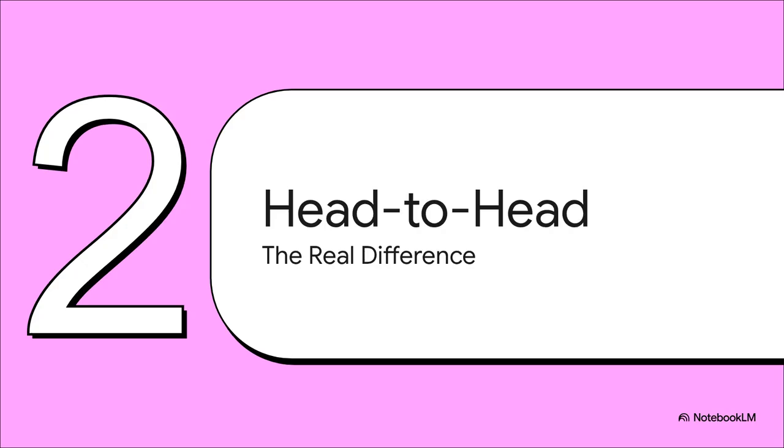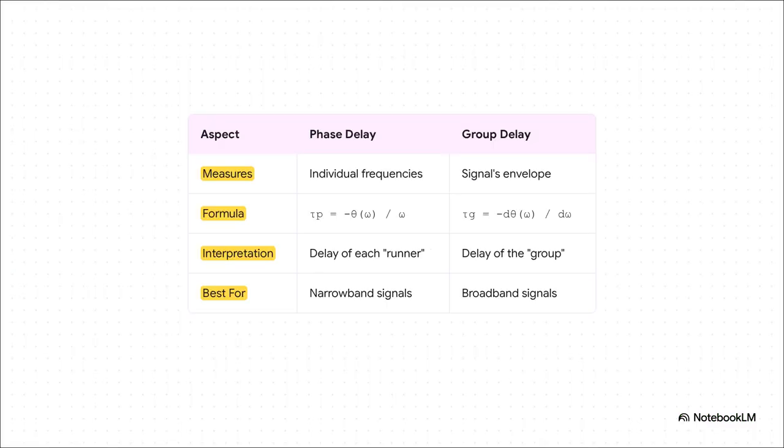All right, so what's the real practical difference here? Let's put these two ideas side by side to really see what makes them tick. This table really lays it all out. You can see phase delay is all about the individuals, which is fine for simple narrowband signals. But for complex, broadband stuff like music or video, where you have a whole bunch of frequencies packed together, well, that's where group delay becomes absolutely crucial. It's all about the group's overall shape.